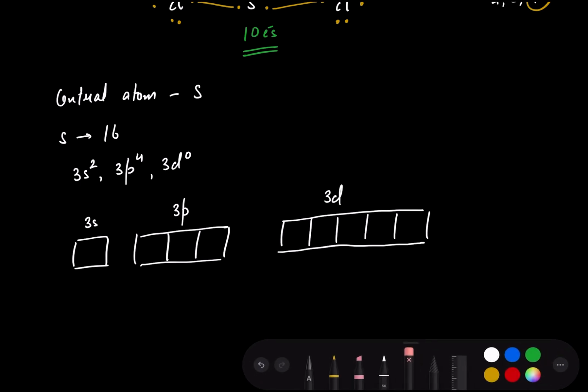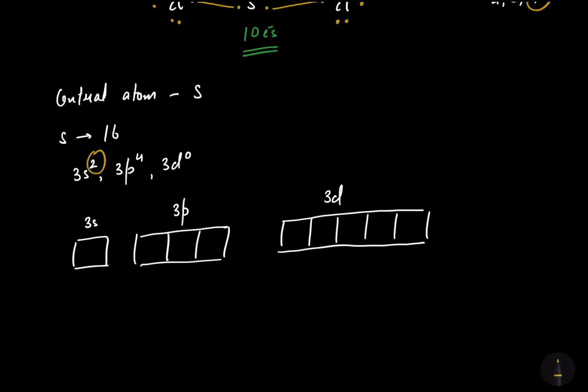Now let's fill the electrons. The 3s is having 2 electrons. The first electron with a spin of plus 1 by 2, the second electron with a spin of minus 1 by 2. The 3p is having 4 electrons, so we have to fill the 4 electrons according to Hund's rule, which states that firstly all the degenerate orbitals will get 1 electron each. After that pairing will start. So that's our first electron, the second electron, the third electron and the fourth electron. And that's our ground state. This is our ground state.